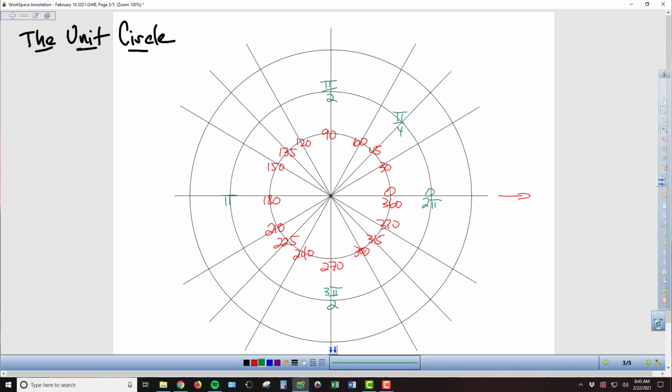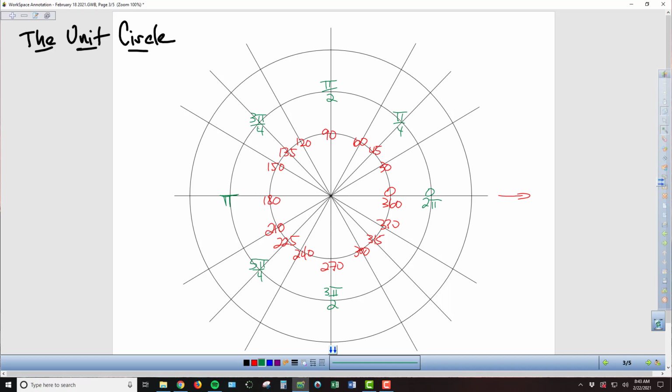1 pi over 4, 90 degrees is 2 pi over 4, but it reduces to pi over 2. That means 135 degrees is going to be 3 pi over 4. 180 degrees would be 4 pi over 4, but that reduces to just pi. 225 will be the next 45-degree increment, so that's going to be 5 pi over 4.